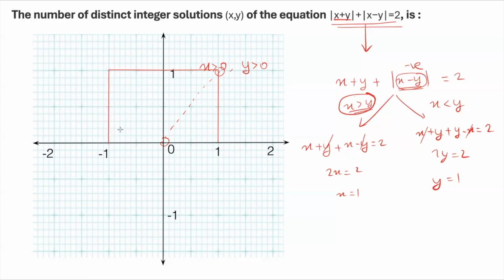So this is what I will have in the second quadrant. Something similar I will have in the third quadrant also. And something similar I will have in the fourth quadrant also. Something like this. Now the number of distinct integer solutions have to be found.